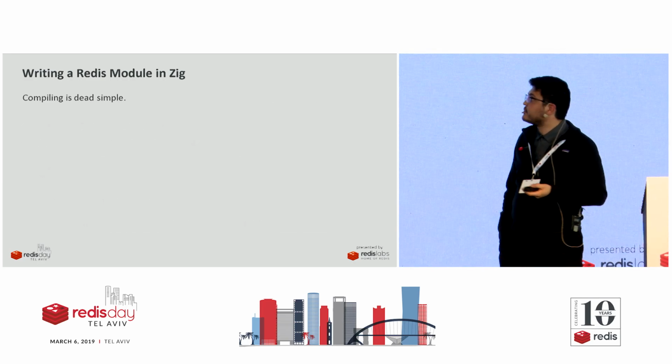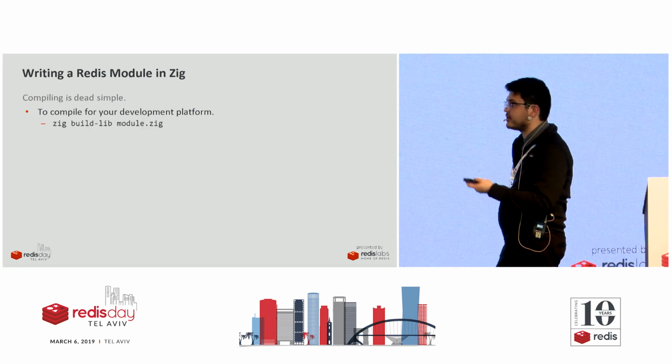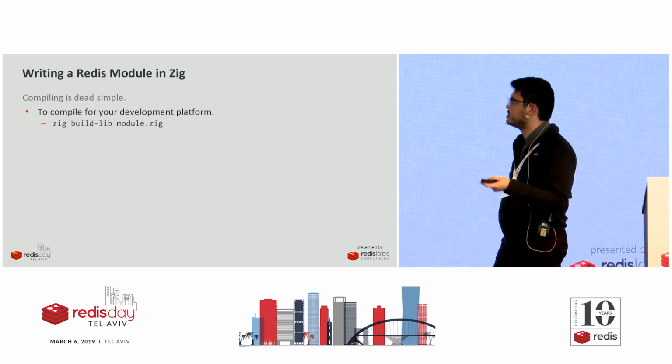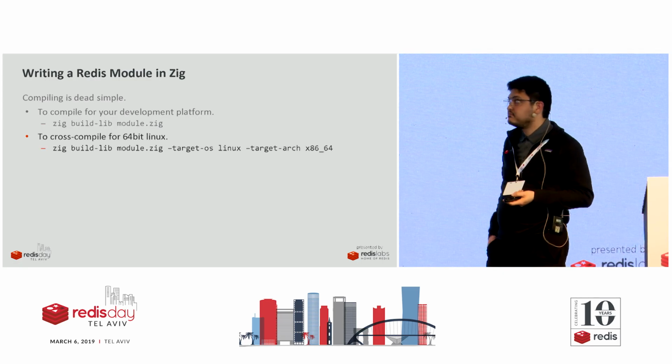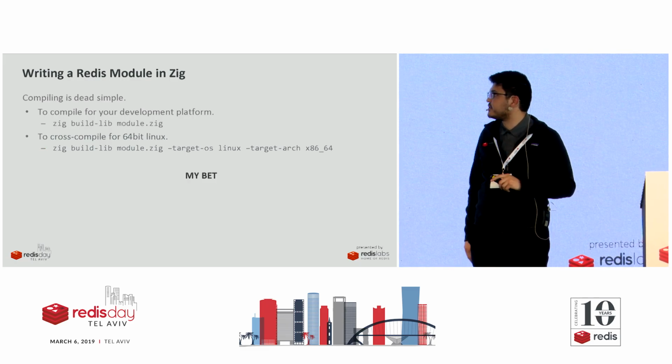Compiling also, that's simple. To compile a module, you just use build-lib, and you have it. This produces the shared object file. You're done. If you want to cross-compile, just specify the target. You're done. Nothing else needs to be done.